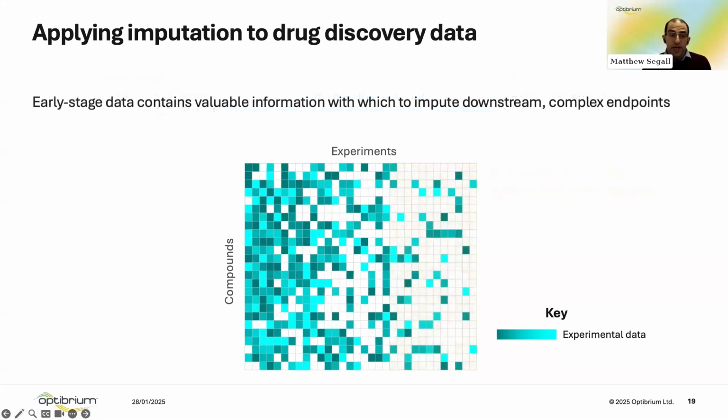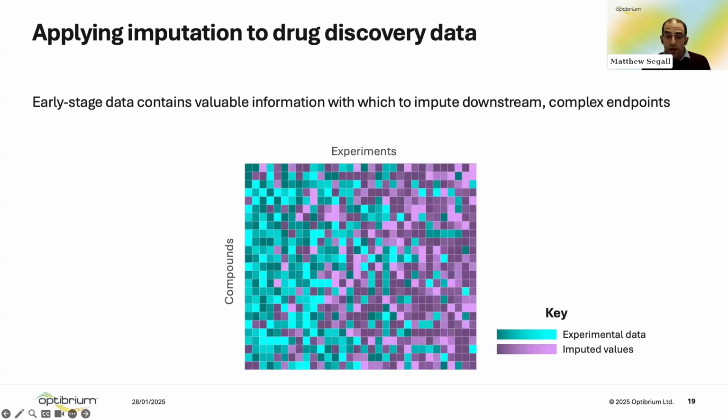So this is where imputation can really help because that early stage data contains very, very valuable information with which to impute those downstream complex endpoints. In other words, we can sweep across this matrix, again, the purple squares, and fill in those blanks, leveraging not only structure-activity relationship, but those early experiments that we've done to accurately predict those downstream, expensive, but very informative outcomes.